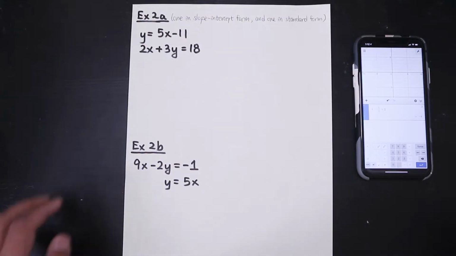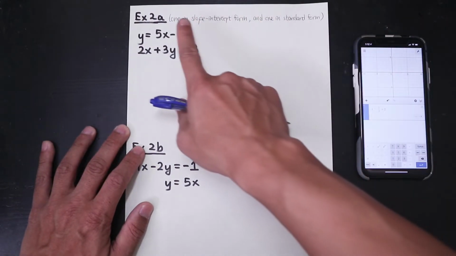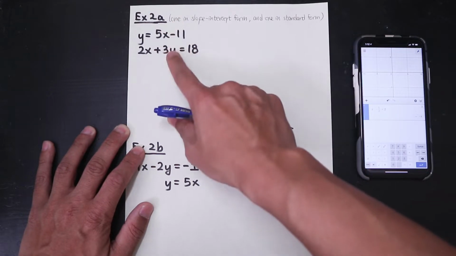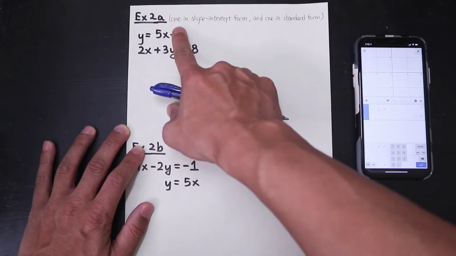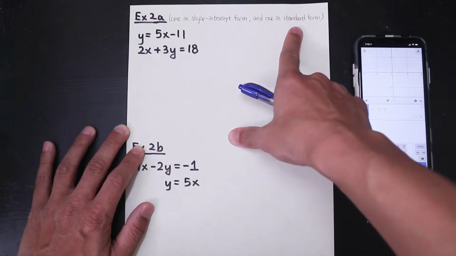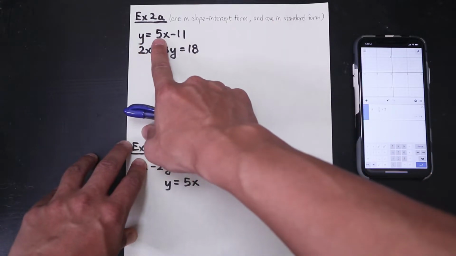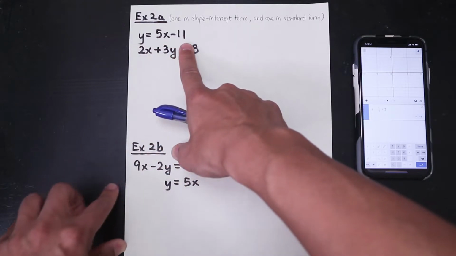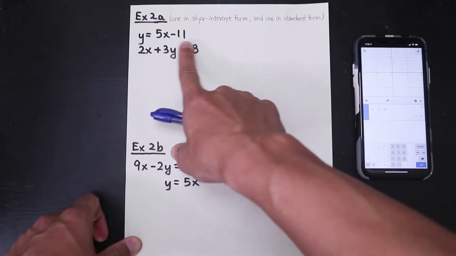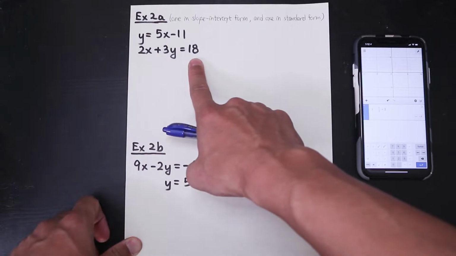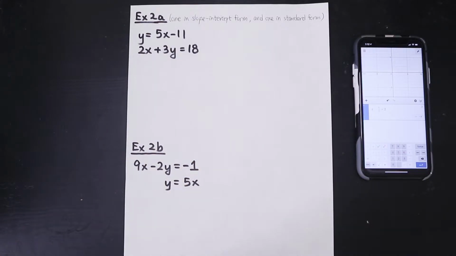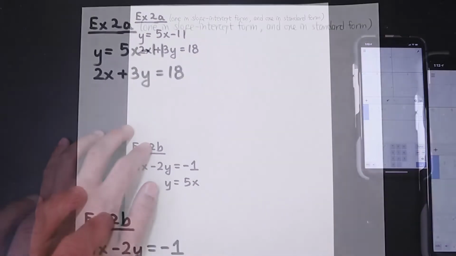Well, let's take a look at another example, example 2. Now, not every single time I'll give you two equations that are in slope-intercept form. So one of them could be in slope-intercept form, and the other one is in standard form. Now, the first equation here, y equals 5x minus 11, is in slope-intercept form, and then 2x plus 3y is equal to 18 is in standard form because x and y are together on one side of the equation. So this is very easy.